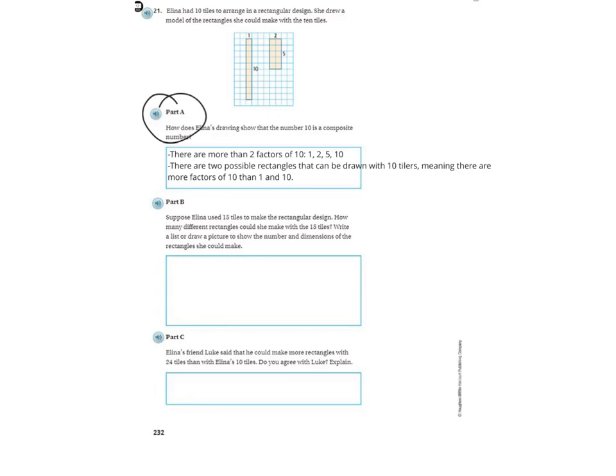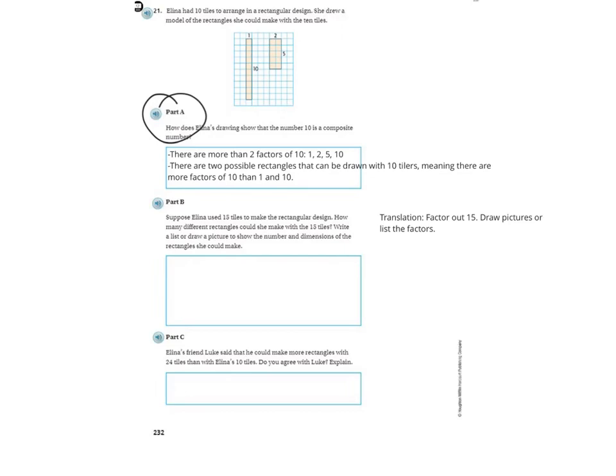How many different rectangles could she make with the 15 tiles? Okay, so this just means, and I'll translate this again. So translation: factor out 15. Draw pictures or list the factors. That's all it is, right? Suppose you use 15 tiles. Let's just say I have a number 15, factor out 15.